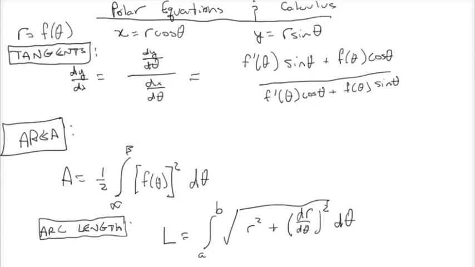Hey, this is Joe, and this is the second video in the 10th chapter of Stewart's Calculus, and we're going to be talking about polar equations and calculus. So here, again, same kind of deal as in the last video. There are a bunch of equations given in the book that relate polar equations to calculus, and these are the three that you're going to need to know for the AP: how to find a tangent, how to find the area under a polar curve, and how to find the arc length of a polar curve.